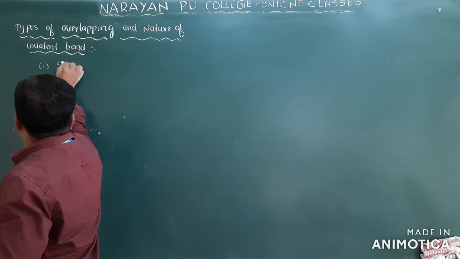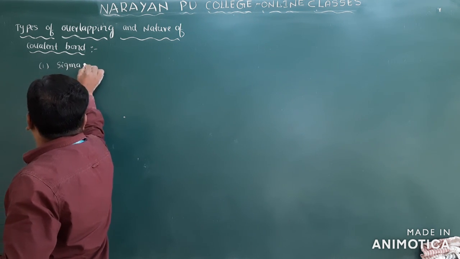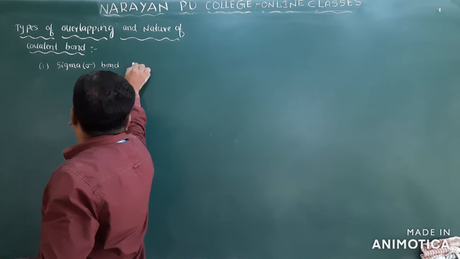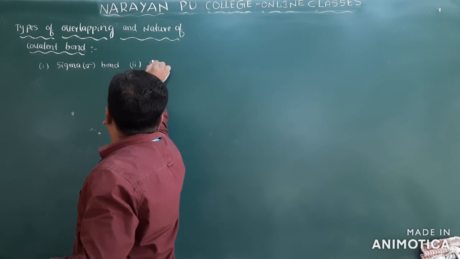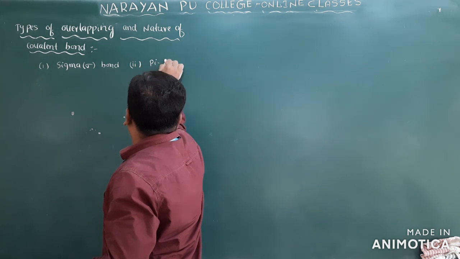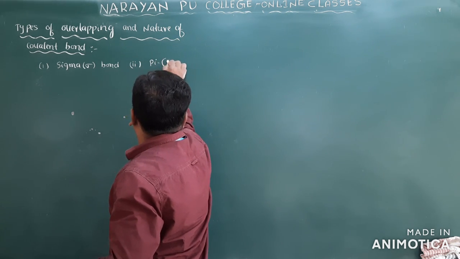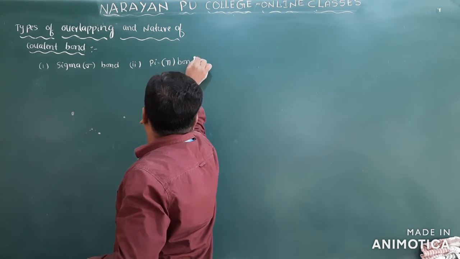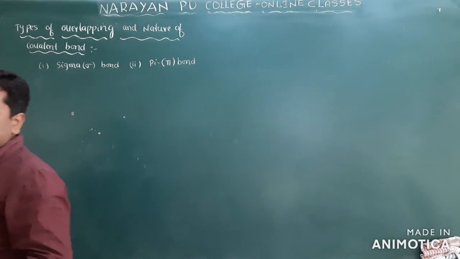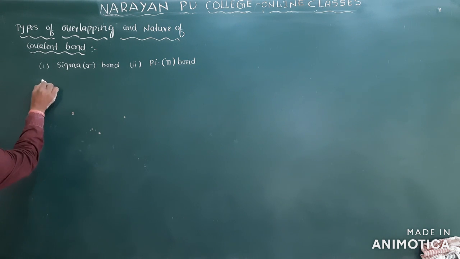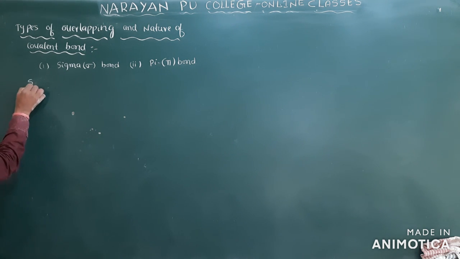The first one is sigma bond. This is the symbol. And the second one is pi bond. Simply we will write here pi bond. Pi means the symbol of this is pi. First we will discuss about sigma bond, and after that we will go for pi bond.